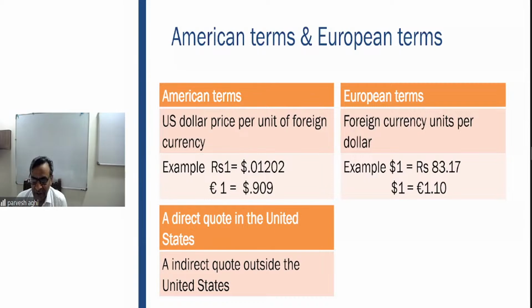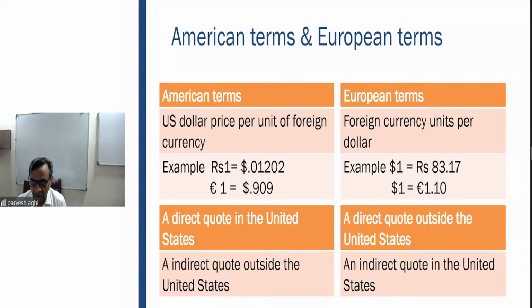And if the foreign currency units per dollar are given, that means $1 is equal to 83 rupees, or $1 is equal to so many euros, this is called the European term. A direct quote outside the United States, but an indirect quote in the US. So this is called European terms.